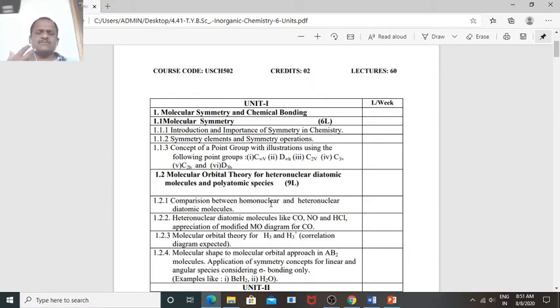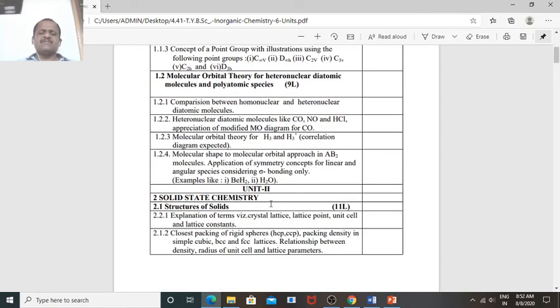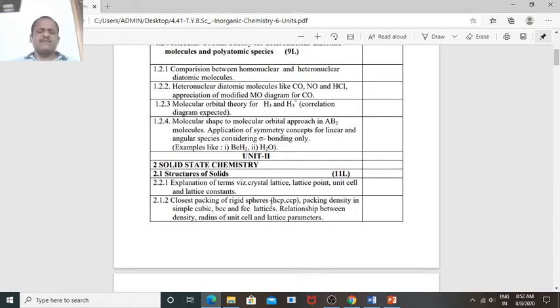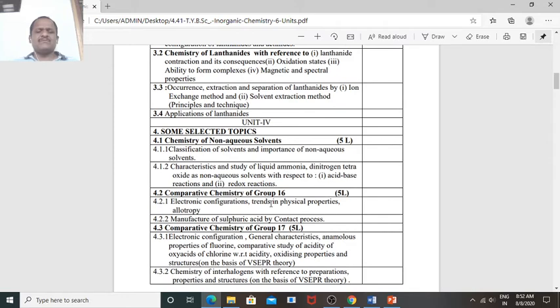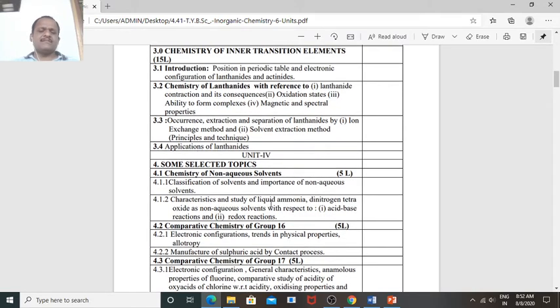If you look at the whole content of the syllabus, only a few topics are new, that means you have not yet learned them. That is, one is molecular symmetry and the second one is superconductivity. Otherwise, MOT, you already had some basic ideas of MOT last year, and solid state you already learned in 12th standard as well as in the 5th semester BSc. Then also you know the lanthanides and actinides.